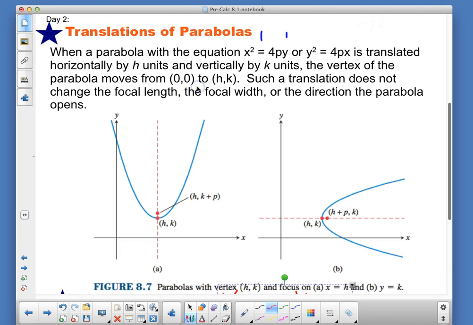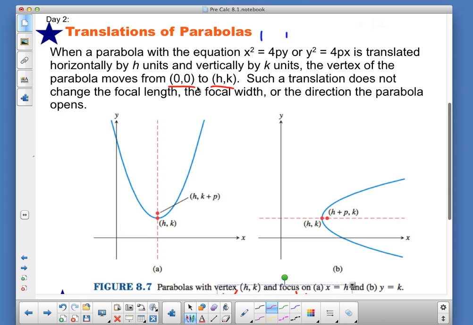So it goes from (0, 0) to (h, k). Such a translation does not change the focal length, the focal width, or the direction the parabola opens, whether it's up, down, left, or right. The stuff we learned on day 1 about p being negative or positive tells us which way it's going to open. If it's negative, it opens down in the x squared equals 4py version, or left in the y squared equals 4px version. If p is positive, it opens up or right. Remember, p tells us which way it's going to go.